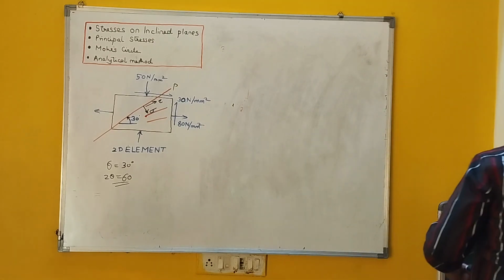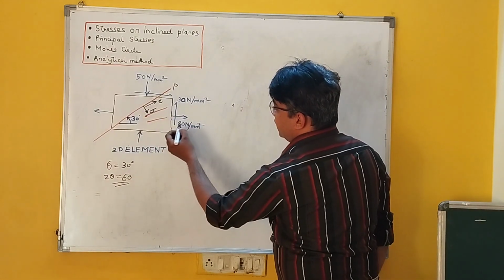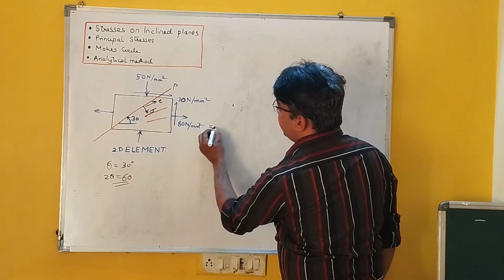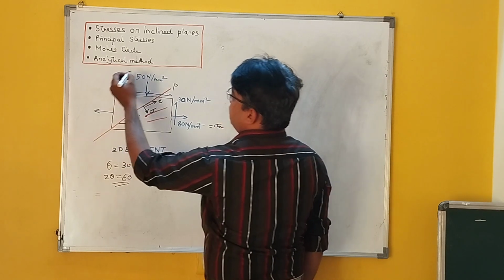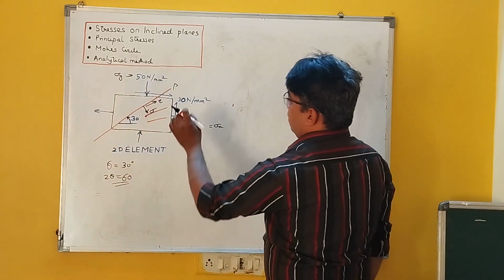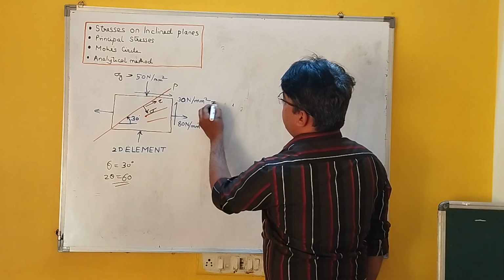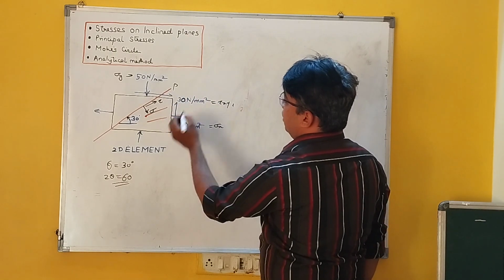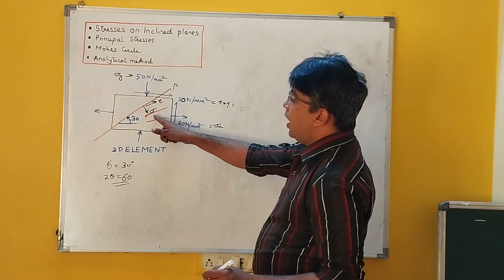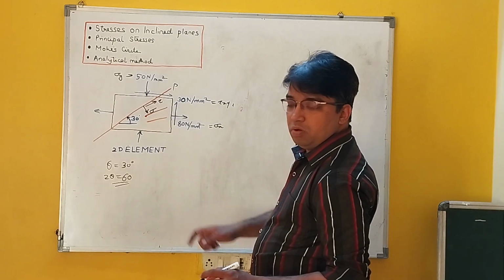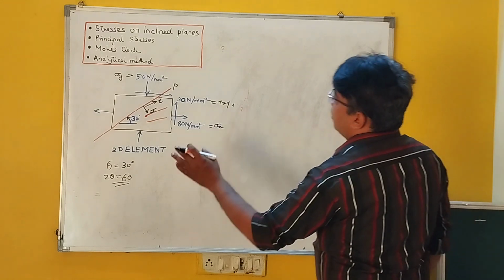Now here we have the normal stress, that is 80 Newton per mm square. So we will write it as sigma x. This is sigma y, which is 50 Newton per mm square. This is tau xy, acting on this plane. So our intention is to get the value of sigma as well as the value of tau. So now let us start.